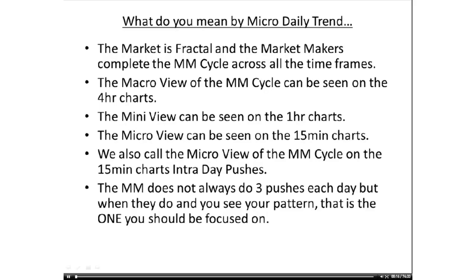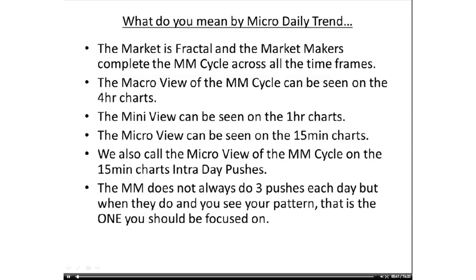Micro daily trends. Okay, obviously you guys already know the structure of the market maker trend, the cycle. All right, so what do you mean by micro daily trend? Okay, the market is fractal. That means it's broken down. Obviously the 1 hour has to show up in the 15 minutes. The 15 minutes has to show up in the 5 minutes, things like that. So it's fractal. And the market makers complete the market maker cycle across all the time frames.